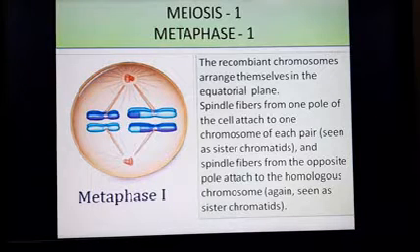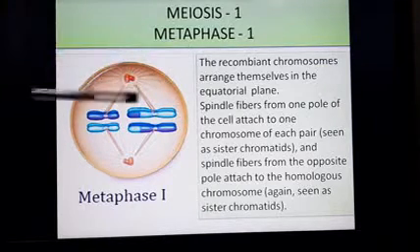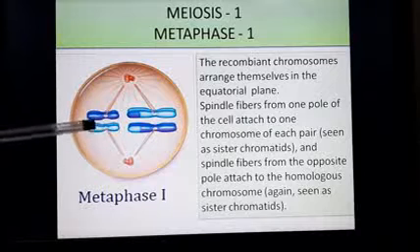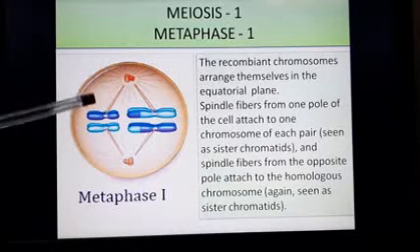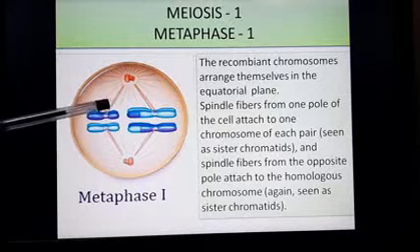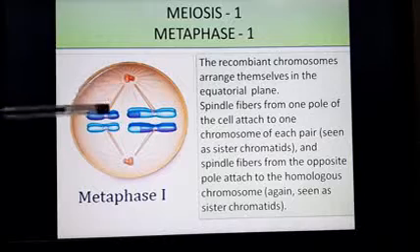The second phase of meiosis 1 is the metaphase 1. And we have seen earlier also, metaphase is a phase where the chromosomes come in the middle of the cell. So here, the spindle fibers have already formed. We've seen that when the nuclear wall disappears or dissolves, the nucleoplasm and cytoplasm, their reaction causes spindle fibers to occur.